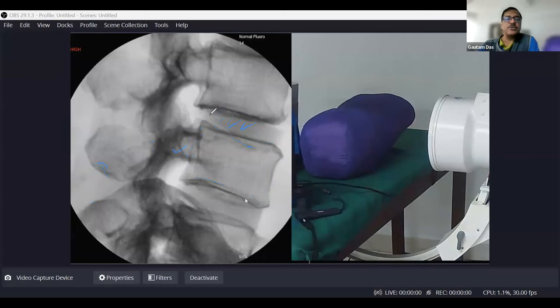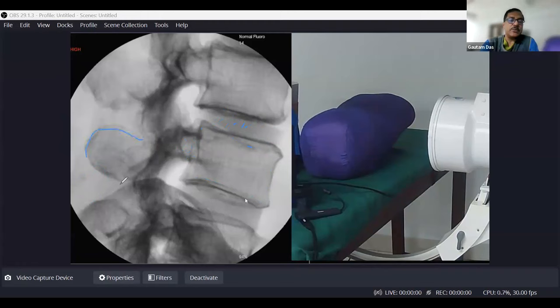And where is your transverse process? You are seeing a very big, large bone. Here, the transverse process is seen like a round separate thing, not overlapped. Like the pedicle was seen as a round separate oval structure on the AP view, in the same way the transverse process looks like a rounded oval separate body on the lateral view.